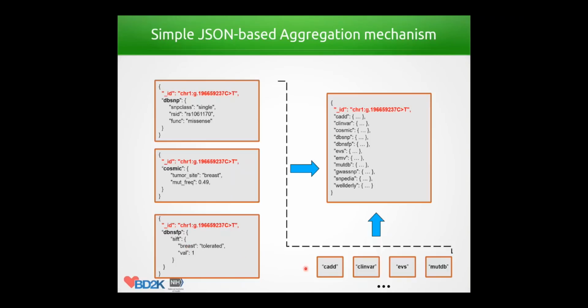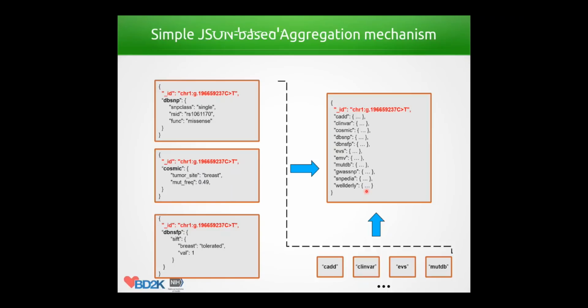And then we can do the same thing for other data resources like CADD, ClinVar, EVS, and MuseDB. All of them have their own structure, but we put all the annotation under their own namespace, and we use the same ID in each JSON object, which allows us to aggregate them together. For the same variant, we can aggregate all the annotation from different resources, put them together, store it in our database and do the indexing, allowing people to query and retrieve the annotation by their IDs.